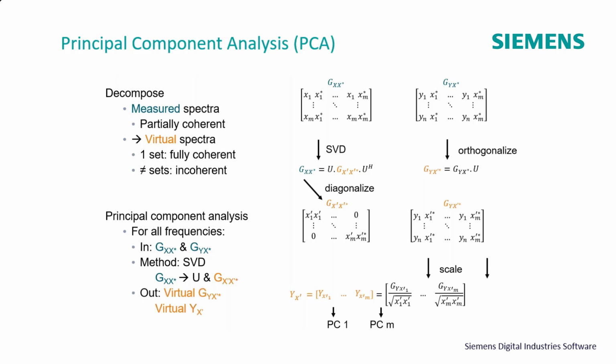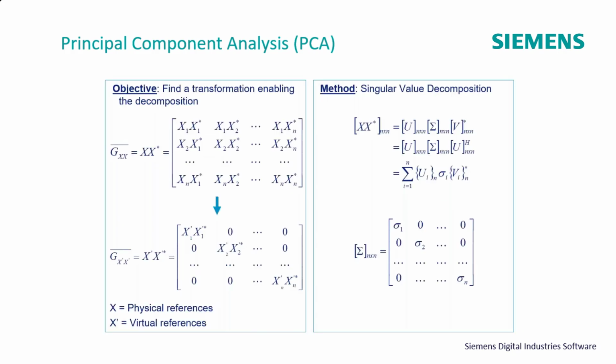The values of the reference autopower matrix basically are the singular values scaled. So the input is your cross-power matrix, and the output is going to be a set of virtual spectra and a set of virtual autopowers that we can study and use inside the transfer path analysis. Okay, so here it is again, objective: find a transformation enabling this. So we start with a cross power with a set of physical references, and we end up with a set of virtual spectra using a set of virtual references. And we're going to use those virtual reference spectra inside the transfer path analysis.